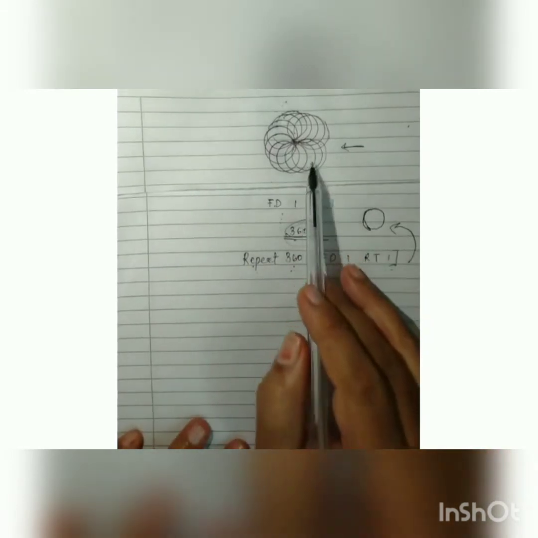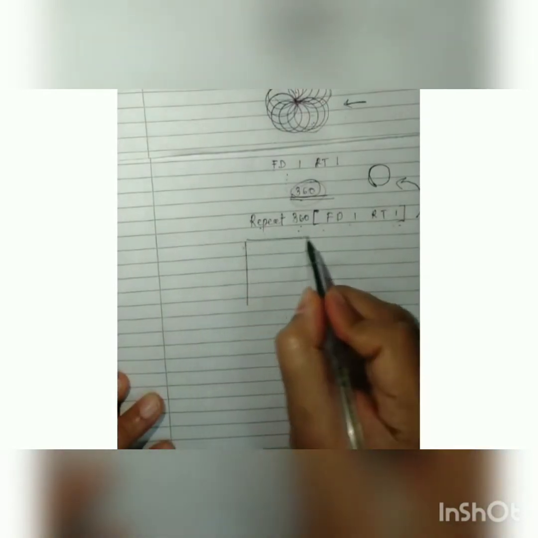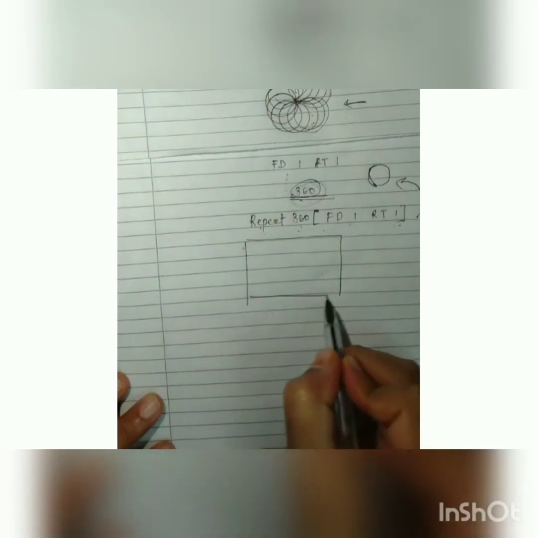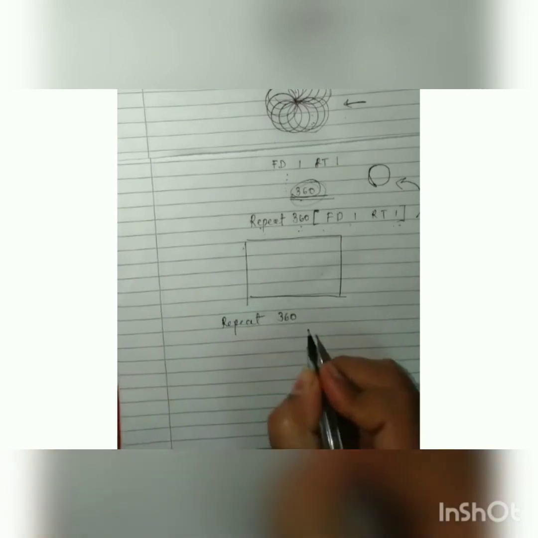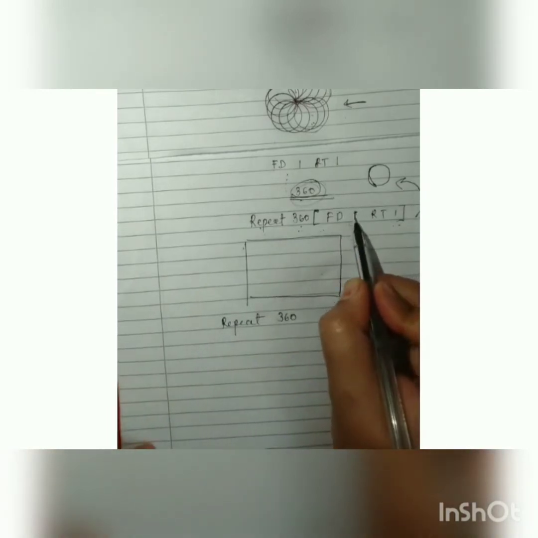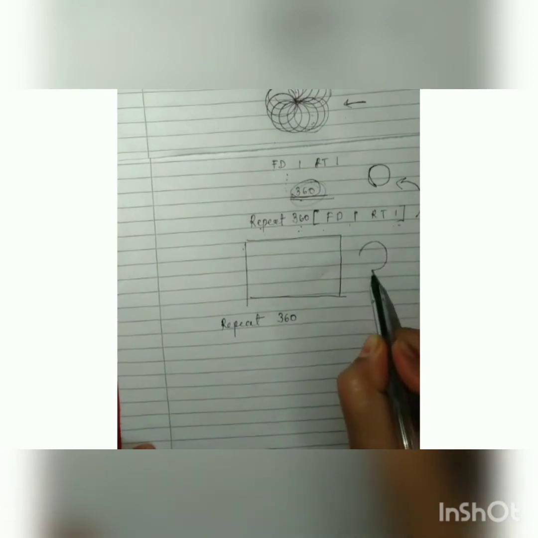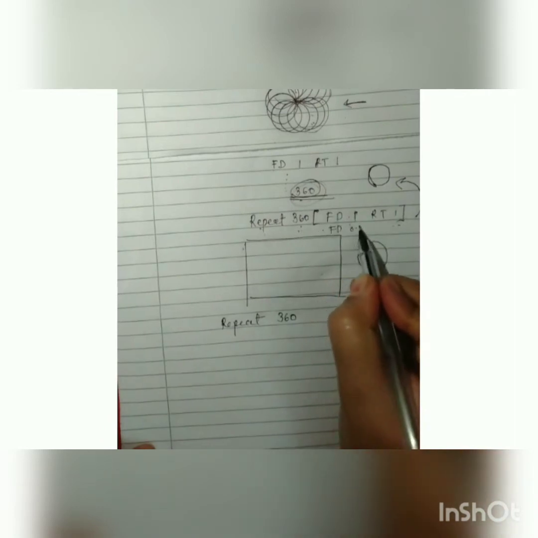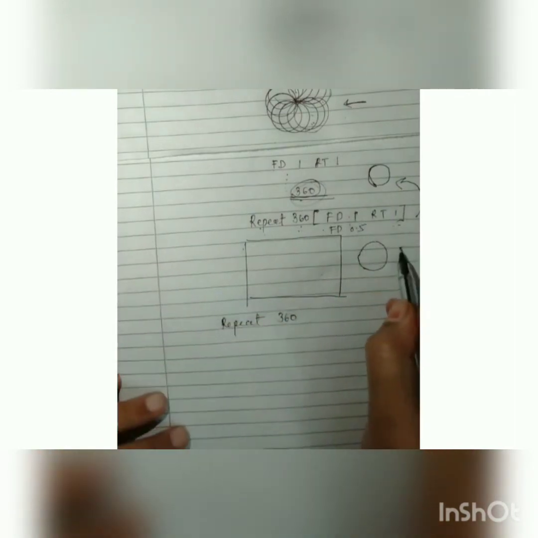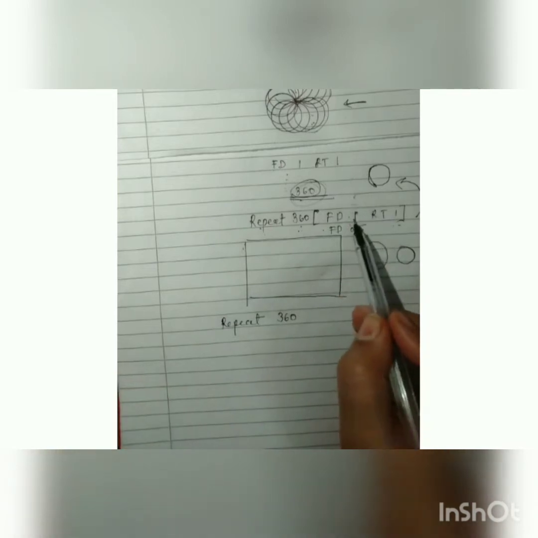Now today we are going to make this type of pattern. For this, here I am making the dry run part. First I am writing repeat 360. One more thing: if you write FD1, your circle will be like this, and if you write FD 0.5, it means a small circle. And if you want to make a very big circle, you can write FD2 also, FD3 also.